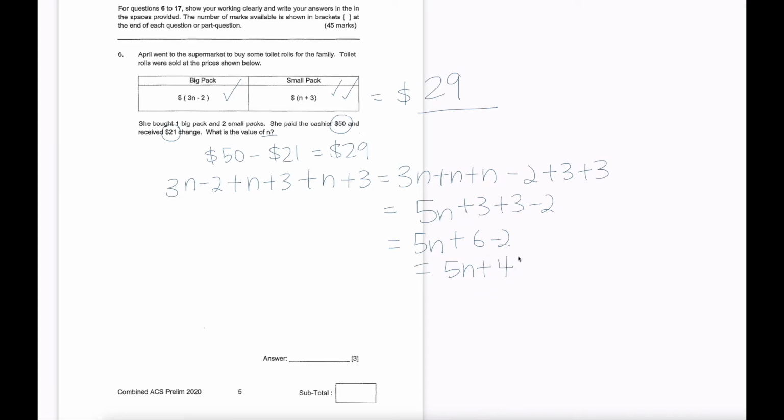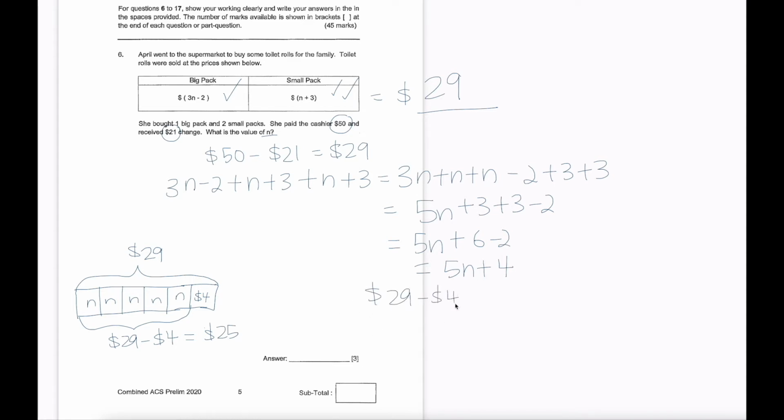Okay? And 5N plus 4 is equals to $29. So I'm going to draw a model. Okay? So N. So 5N plus $4 give you $29, right? So 5N is just $29 minus away $4. I'm going to get $25. Okay? So I'll put the step here also. So $29 minus $4, it gives me $25. And this is 5N. So 5N equals to $25.